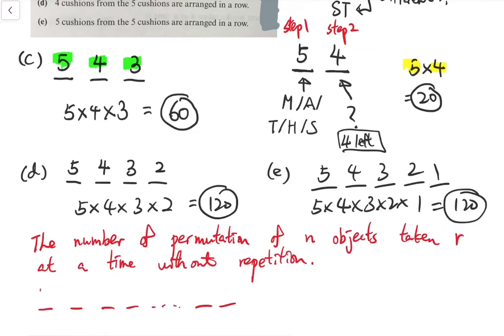For the first one you will get n, and then for the second one you will get n minus 1. Like this example, the first is 5, and then you minus 1, it becomes 4 after you pick 1. So you get n minus 1, then n minus 2, and n minus 3. And if they are our objects, then the last one is n minus r minus 1.